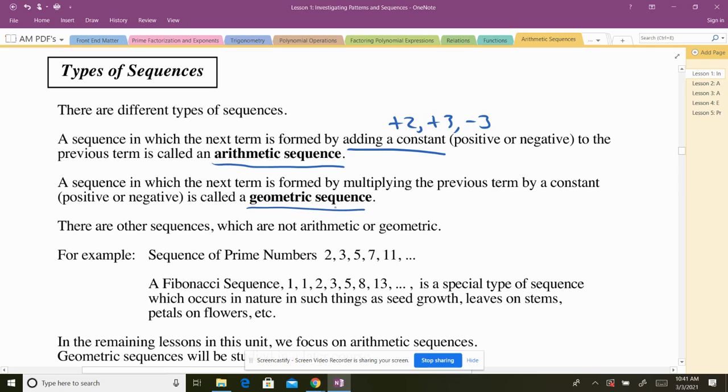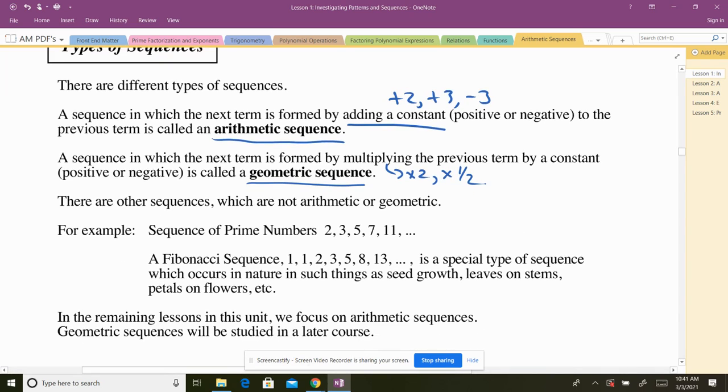There's also a geometric sequence, which is multiplying, so ×2, ×1/2, etc. And then there's non-arithmetic sequences, such as prime numbers. You guys remember what a prime number is? 4 is not prime. 2 is prime. 2, 3, 5, 7, 11. But what is a prime number? Yes, the only factors are 1 and itself. You can't break them down anymore. Remember, we did that in the very first unit.